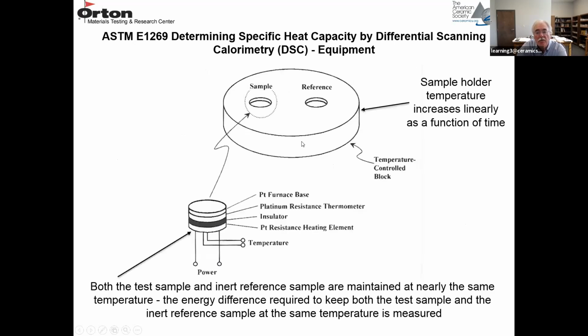So this is a schematic of the sample holder. It's a temperature controlled block. There's a spot for the sample, another spot for the reference. And the sample holder temperature increases in a linear function with time. And this is what the sample would look like inside its heating element. So both the test sample and inert reference sample are maintained at nearly the same temperature. And you're recording the energy difference required to keep both the test sample and the reference sample at the same temperature. So you have basically a small furnace inside the sample holder here that is maintaining the temperature of the sample at the same temperature as the reference, as you're heating the whole thing up at a constant temperature.